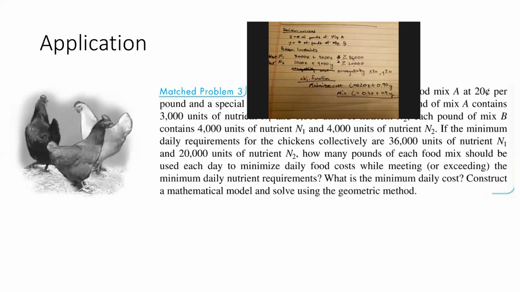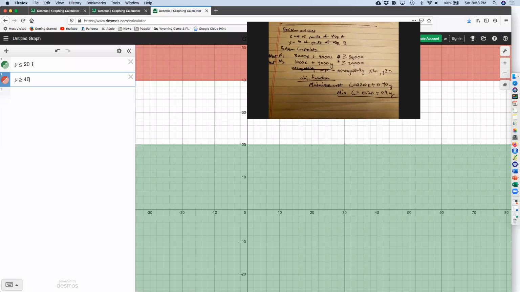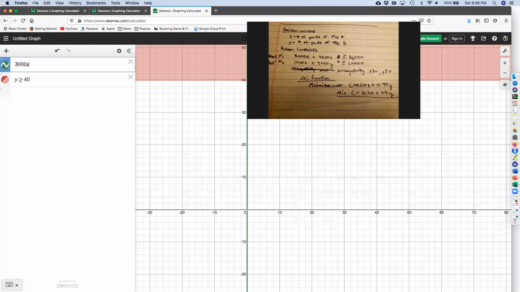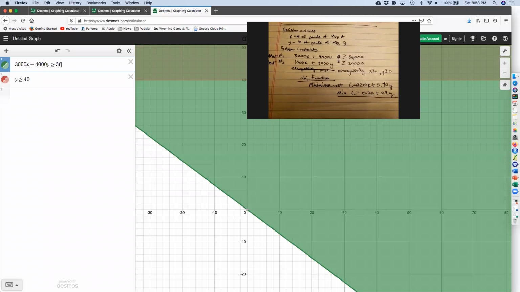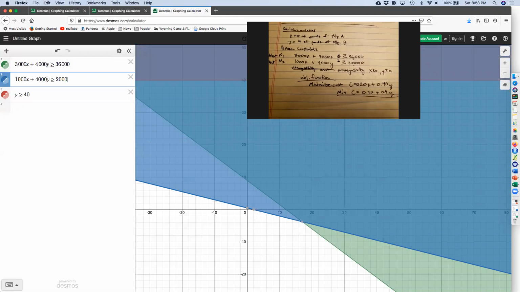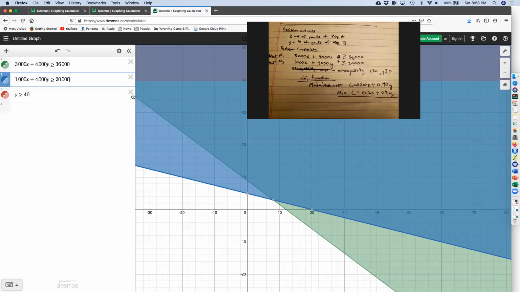Let's use our best friend Desmos real quick and plot those in there. So I have 3,000 X plus 4,000 Y is greater than or equal to 36,000. And then I'm going to have 1,000 X plus 4,000 Y greater than or equal to 20,000. By the way, you might be wondering, couldn't I just have written these as 3x plus 4y is greater than or equal to 36? Yeah, the answer is yes, you could have.